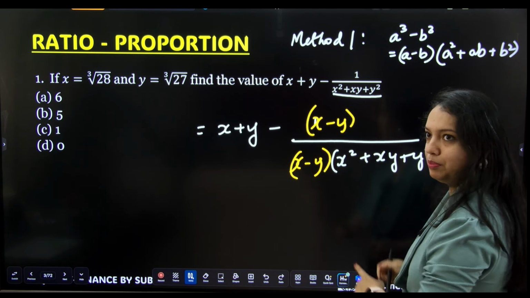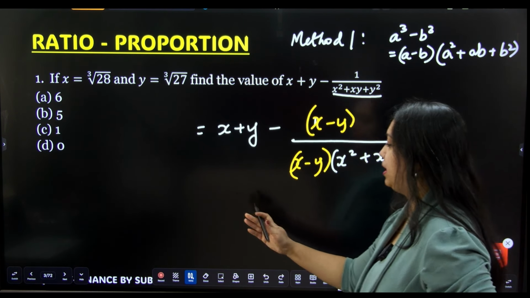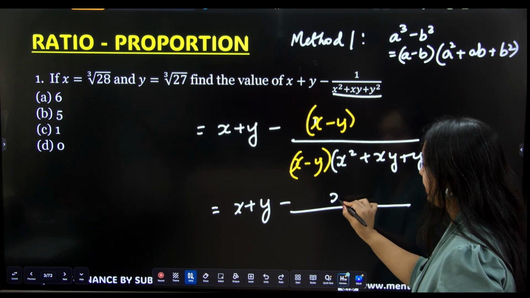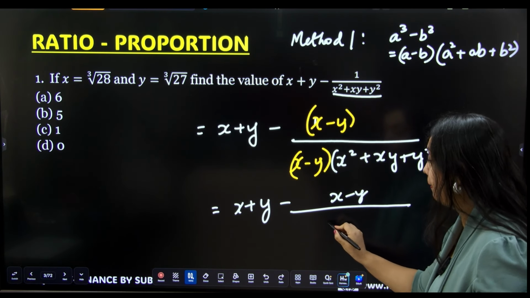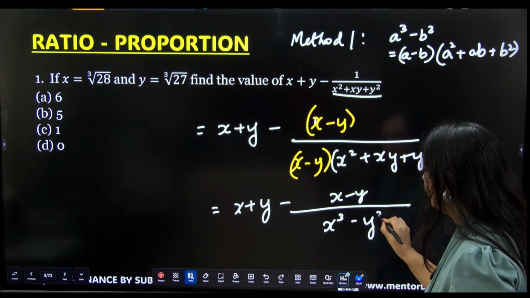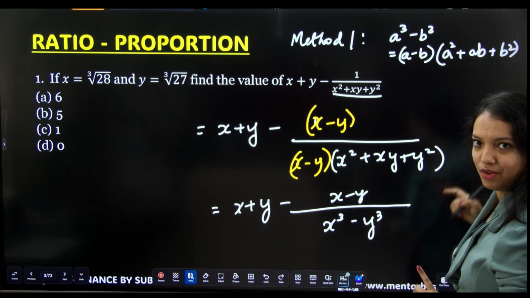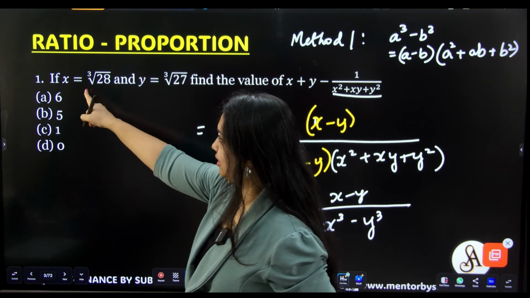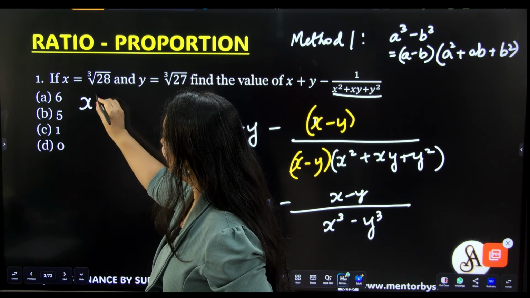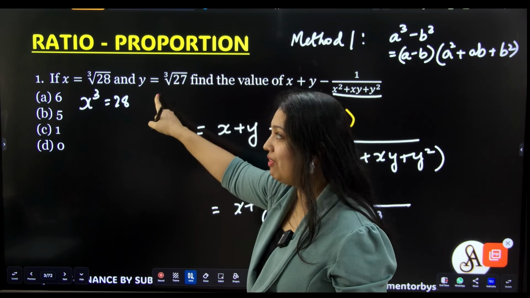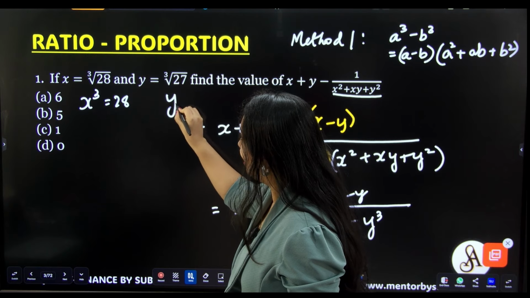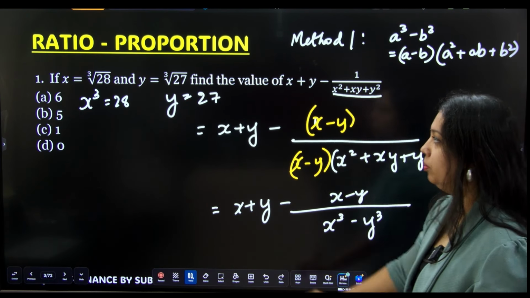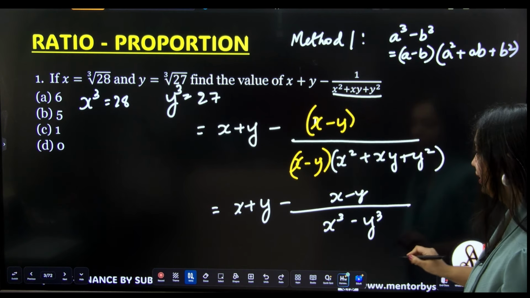So when I take this x minus y, the denominator will become x cube minus y cube by applying this identity from the equations chapter. Now, what is the value of x and y? We can take from here. If x value is cube root of 28, what is x cube? 28. If y value is cube root of 27, what is y cube? 27. So, where you have x cube and y cube, replace the values with 28 and 27.